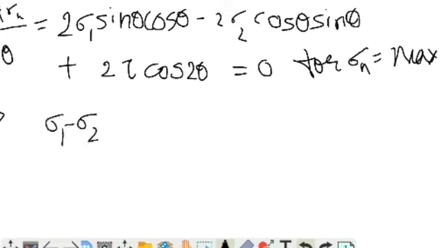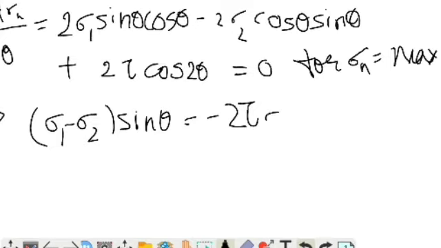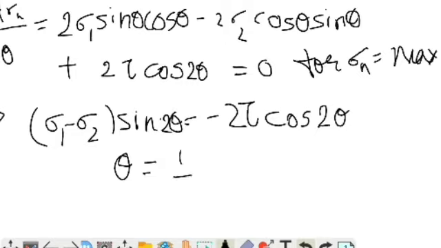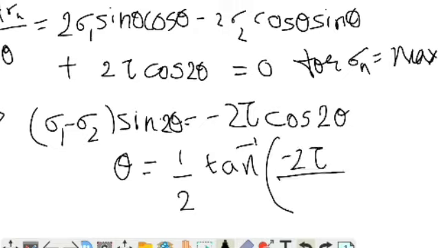Sigma 1 minus sigma 2 sine 2 theta equal to minus 2 tau cos 2 theta, or theta equal to 1 by 2 tan inverse of minus 2 tau by sigma 1 minus sigma 2. So this theta corresponds to the inclined plane with maximum normal stress.